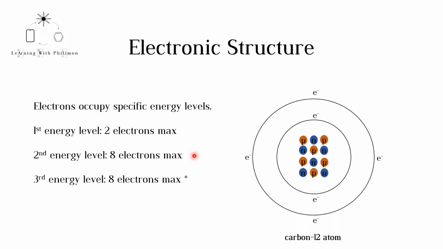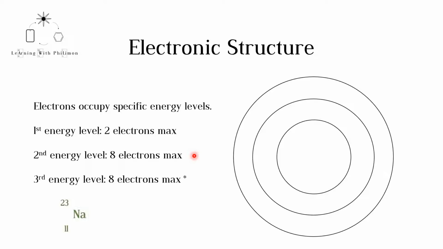Let's look at the example of sodium, Na. The atomic number of 11 tells us that sodium has 11 electrons. The first 2 electrons go in the first energy level. 8 electrons fill the second energy level. The remaining electron must occupy the third energy level.